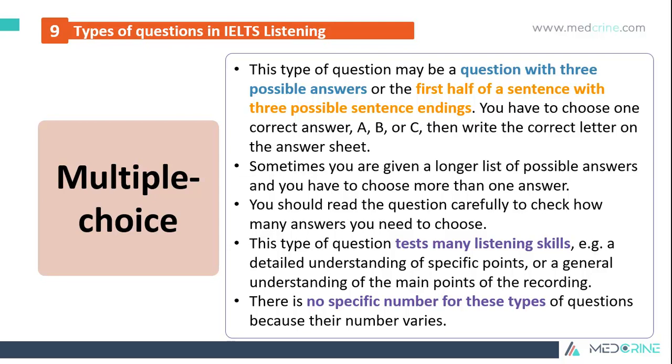Sometimes you're given a longer list of possible answers and you have to choose more than one answer. You should read the question carefully to check how many answers you need to choose. This type of question tests mainly listening skills, for example, a detailed understanding of specific points or a general understanding of the main points of the recording. There's no specific number of these types of questions because their number in the IELTS listening test varies.